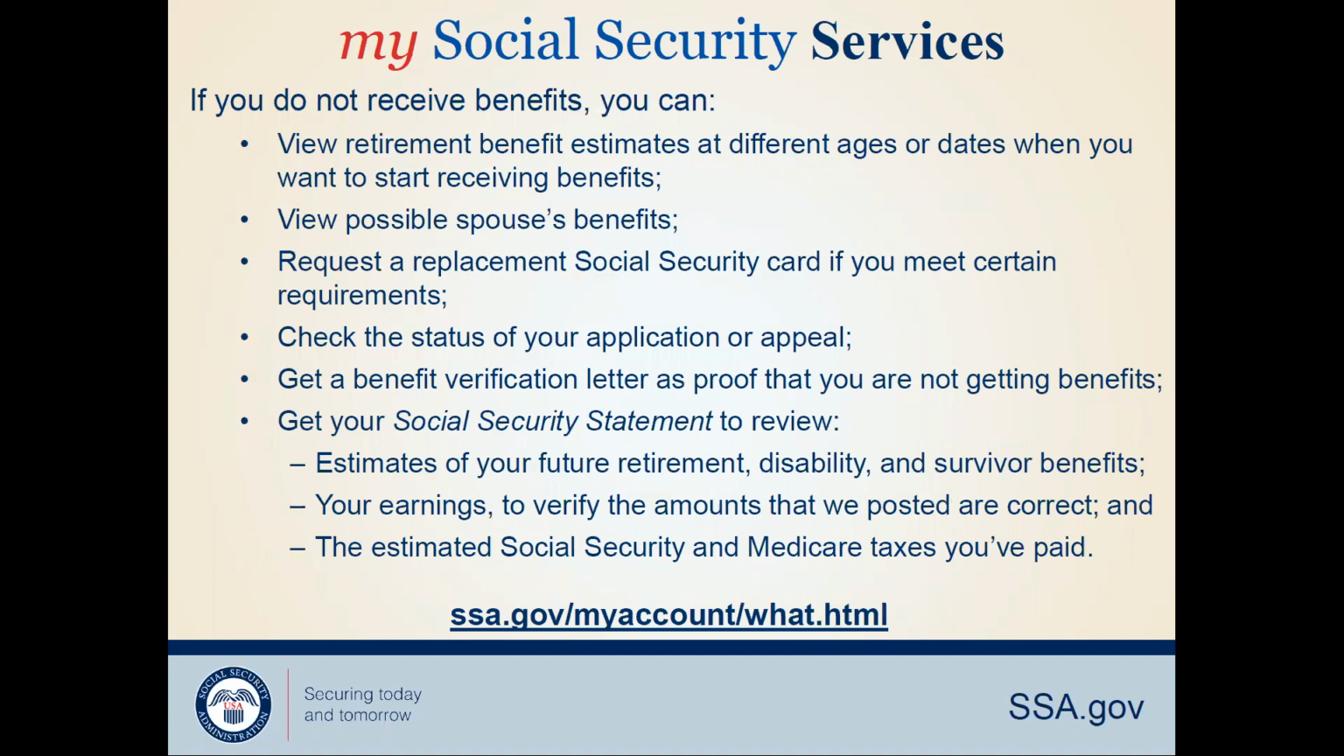Again, My Social Security services. If you do not receive benefits, you can also review your retirement benefits estimates at different ages and dates when you want to start receiving benefits. You can view possible spouse benefits. You can request a replacement Social Security card if you meet certain requirements. Check the status of an application on appeal. Get a benefit verification letter as proof that you are not getting benefits. Get your Social Security statement to review estimates of your future retirement, disability, and survivor benefits, and your earnings to verify the amounts that we posted are correct. And if they're not correct, you just forward us the 1099s, your 1040s, and W-2 forms, and we'll update it, make sure it's correct, and the estimated Social Security and Medicare taxes you've paid. Next slide.